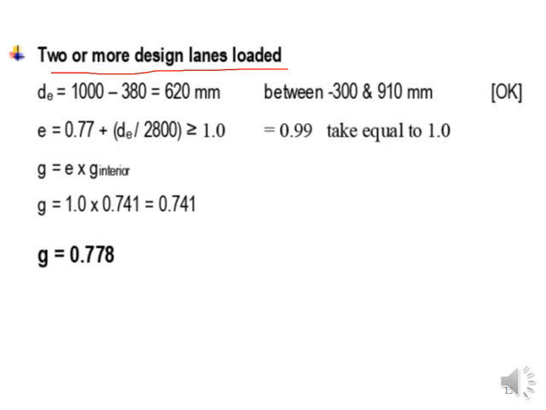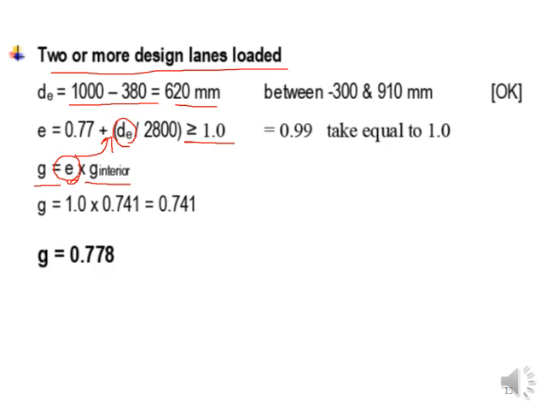For two or more design lanes loaded, you have to calculate your G by multiplying the G interior that you have already calculated for the interior stringers with this small e value. This small e value can be calculated using the equation we discussed in the theoretical part: 0.77 plus dE over 2800, and it should be greater than or at least equal to 1. If it is less than 1, you have to take it equal to 1. This includes only one unknown parameter, dE. So dE can be calculated by subtracting 1000 from 380, so it is 620.